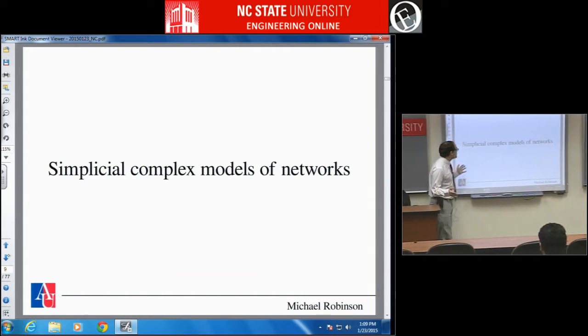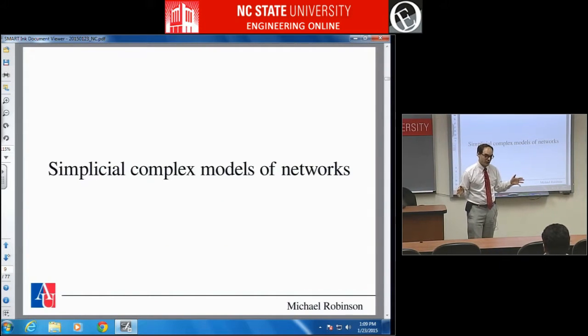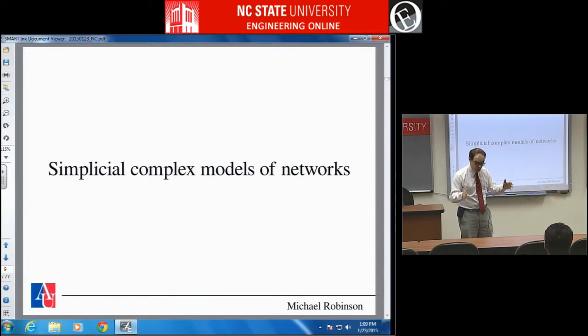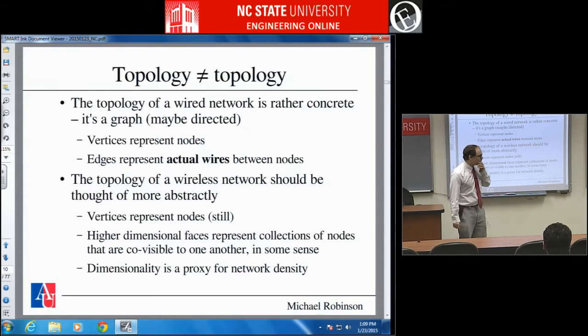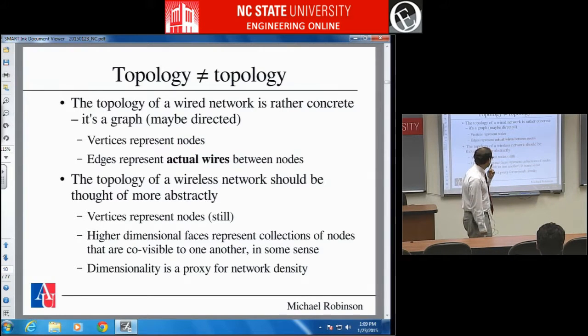Okay. So, first of all, we need to build a simplicial complex model of a network. Assemble the network as a topological space, but in a way that is easy to understand and easy to manipulate. Okay, so what does that look like? Well, first of all, I'm going to call out that what you think of as network topology is not exactly a topological space. It's kind of related. And in particular, when you think about the network topology of a wired network, you're kind of thinking of a graph structure.